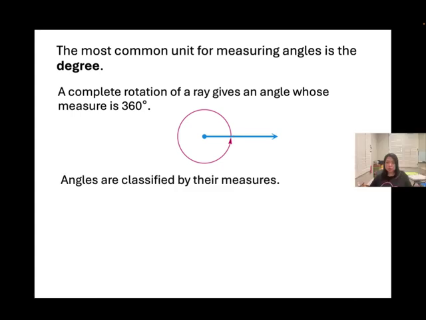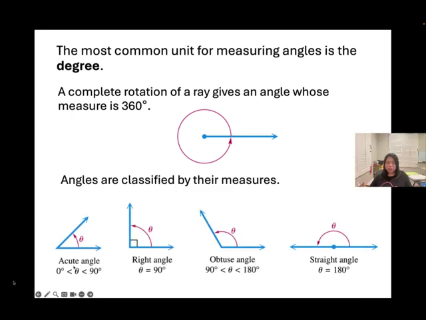Angles are classified by their measures. If your angle is between 0 and 90 degrees, we call this an acute angle. If your angle equals 90 degrees, and you could see this is the notation for 90 degrees, we call this a right angle. And if your theta is between 90 and 180, we call this an obtuse angle. And if the angle is a straight angle, on a straight line here, then theta will be equal to 180 degrees.